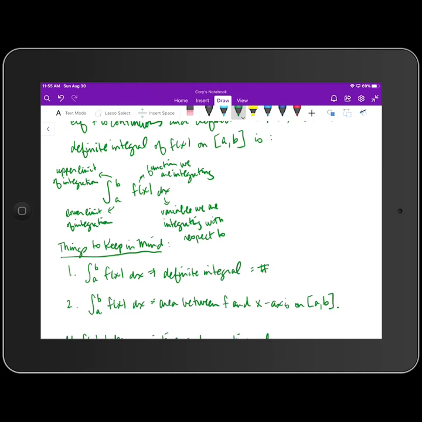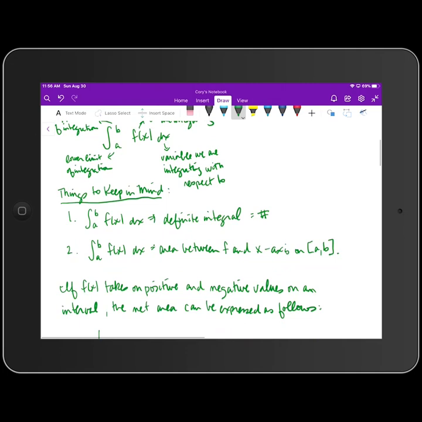Okay, so there are a couple of things that we need to keep in mind in regards to definite integrals. When we evaluate a definite integral, that's going to be equal to a number of some sort. And what that number is going to represent, if you look down at number 2, is the area between your function f and the x-axis on the closed interval from a to b.